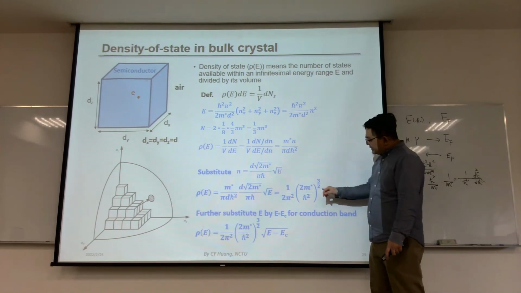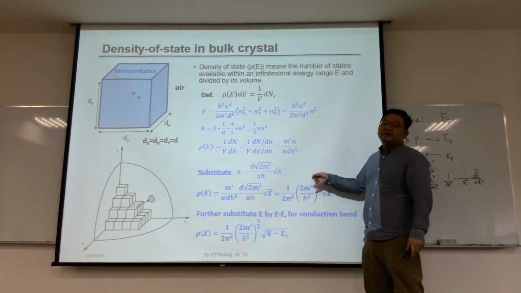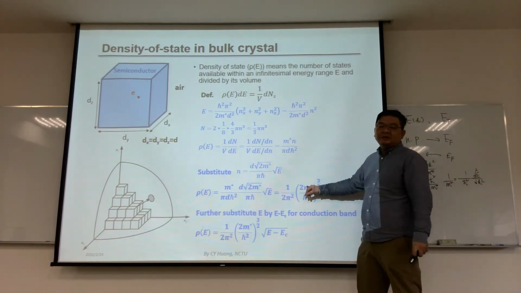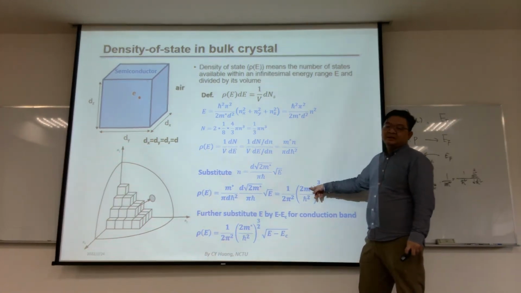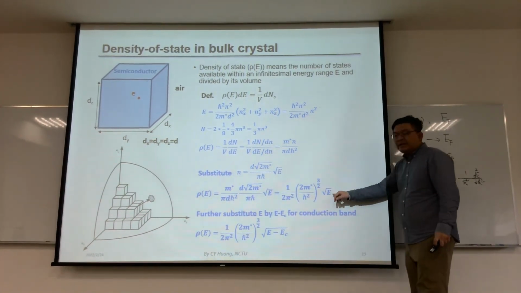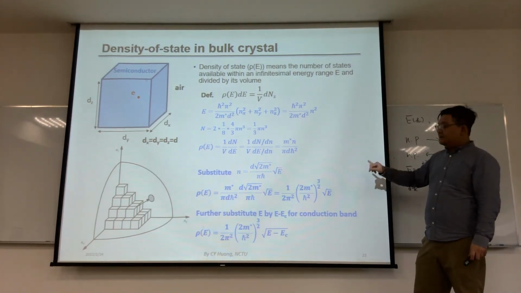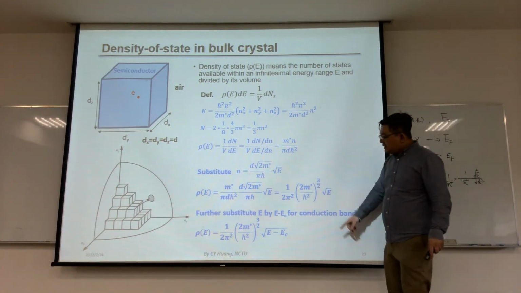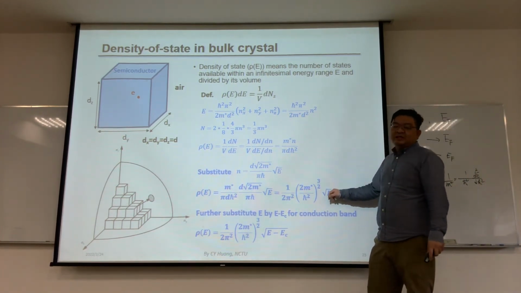First, the m0 goes to m star, because you are mimicking the electron with a free electron, but with a different mass. So you just change m to m star. Second, because now the energy doesn't start from 0. It starts from a lower-level value called EC. So the energy you should not just write as E.